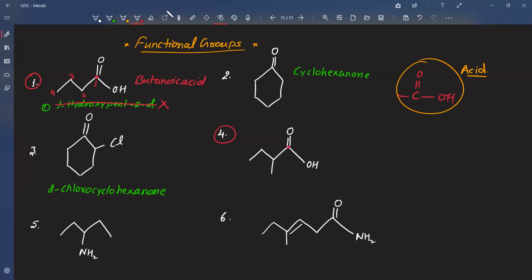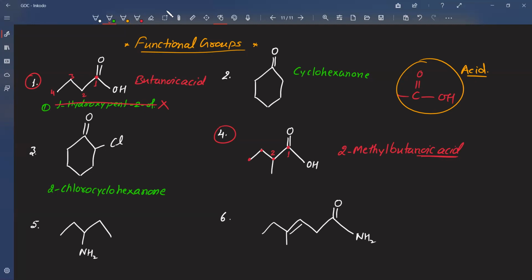Sorry. Similarly here, 1, 2, 3, 4. So this is position 2. No, 2-methyl. 2-methyl butanoic acid. Right. Again, if there is an oic acid, that carbon will always be number one carbon. So that's why we don't write butane-1-oic acid. Okay. Next one, fifth one.